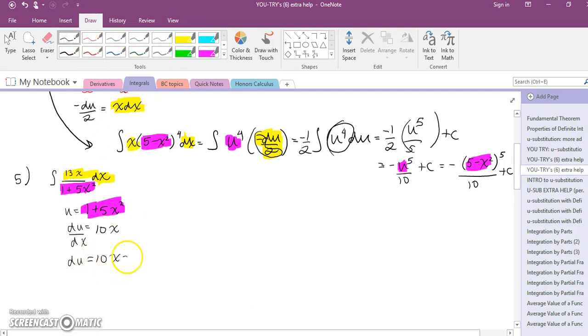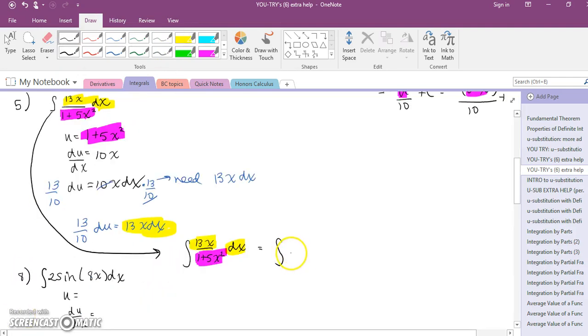So I have 10x dx. And what I really need is what is in my original integrand, which is 13x dx. Well, I can multiply or divide to fix this here. So let's multiply by 13 over 10. And that'll work out real nicely because that's gone. And then I have 13 over 10 du equals 13x dx. And it'll work perfect because the thing I highlight in yellow here is what I highlight in yellow here.